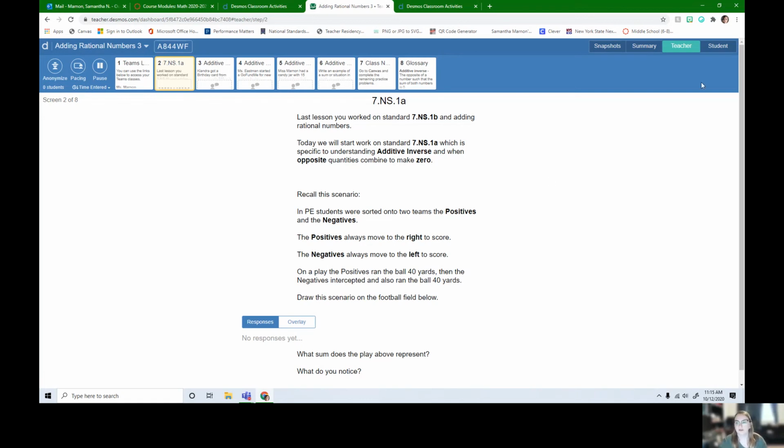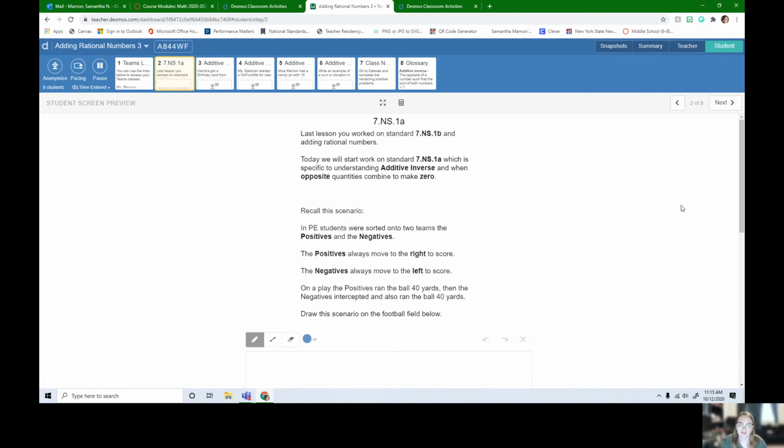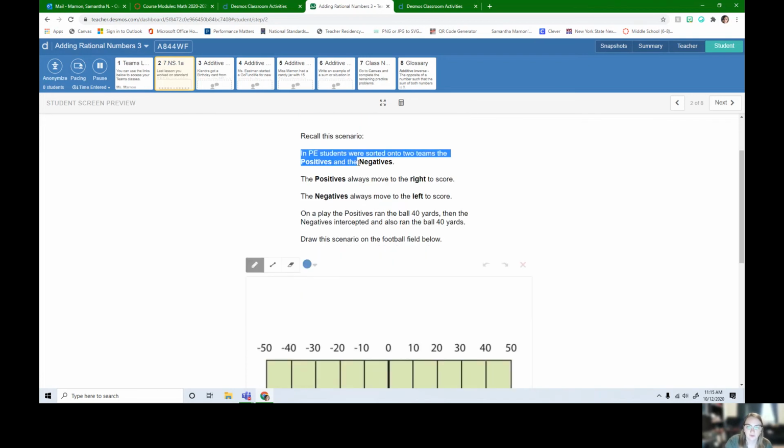So the big thing for us to know is that when you have an additive inverse, the sum is always going to be 0. They're always going to be opposites and they always equal 0. So we have to recall this scenario. This is what we did in the first lesson. We had a football field where the positives are moving right and the negatives are moving left. On the play, the positives ran the ball 40 yards. Then the negatives intercepted and also ran the ball 40 yards.